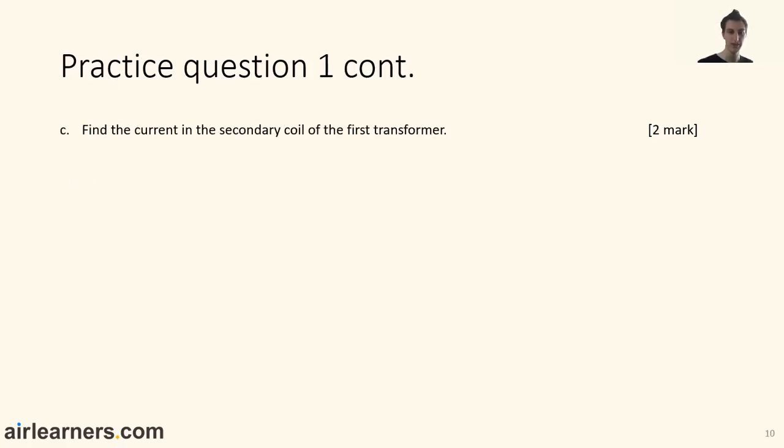Part C is find the current in the secondary coil of the first transformer. It's worth 2 marks. Probably should add an S there. Yeah, it's 2 marks, not just 2 mark. Anyway, and yeah, 2 minutes to do this question.